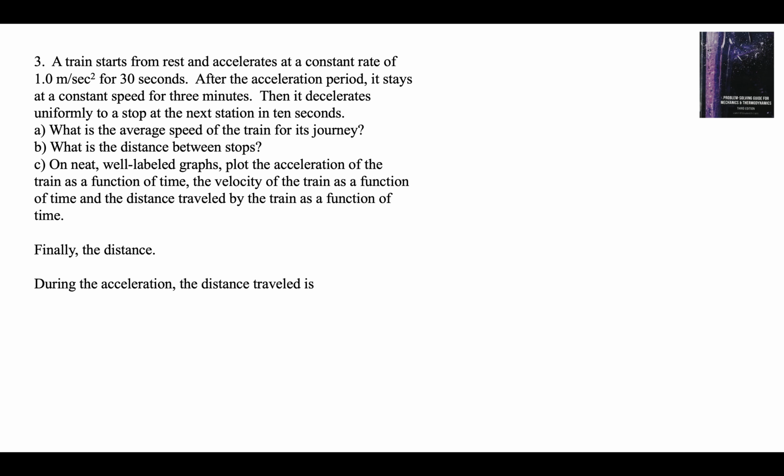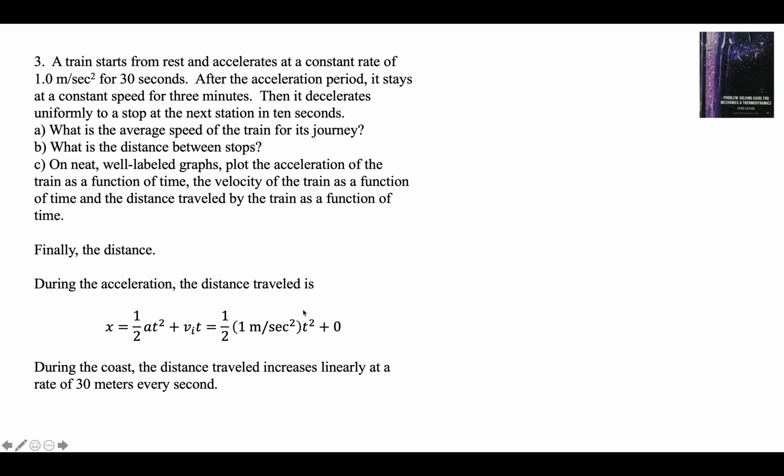Now we have the distance during the acceleration. Acceleration is 1, distance is one half a t squared, the initial speed 0. So that is the shape of the line. It's a parabola during the acceleration phase. During the coast, it's a straight line. The slope is 30 meters per second. During the coast, the distance traveled increases at 30 meters every second.